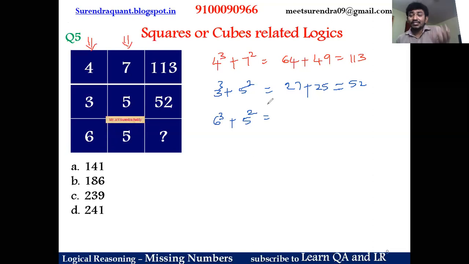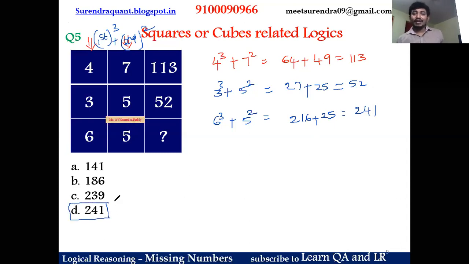Let us try to see first of all column-wise. First column cube plus second column square. So this we are cubing. First column cube plus second column square. If it satisfies, if the correct number is there in the options, that will be correct, right? So 6 cube is 216, 5 square is 25. The summation is 241. Yes, it is there. So that means this logic is correct.